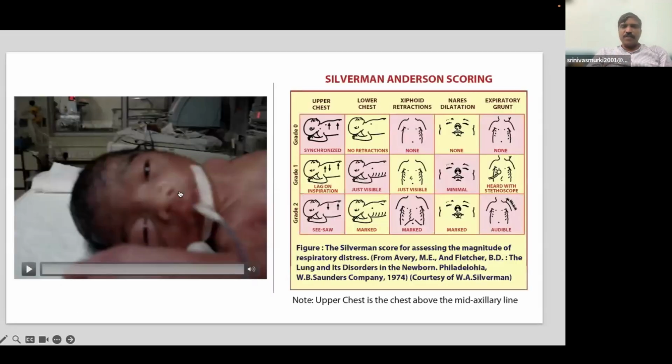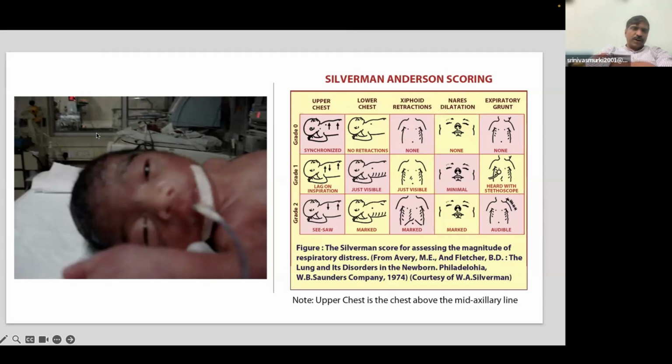So I said the Silverman score was 7/10. How do we do the Silverman score? The photograph here shows the components. You have upper chest, lower chest, xiphoid, and nasal flaring, and also expiratory grunt. So maybe you can let me know, how do you define upper chest and lower chest? What parameter helps you to differentiate upper chest from lower chest? Just one word.